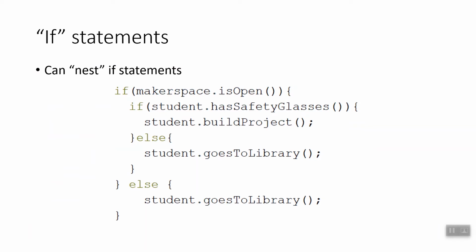We can also nest these statements as needed. So for example, if the Makerspace is open, and if the student has safety glasses, the student can build their project. Else, if the student does not have safety glasses, the student goes to the library. And if the Makerspace is not open, the student also goes to the library.